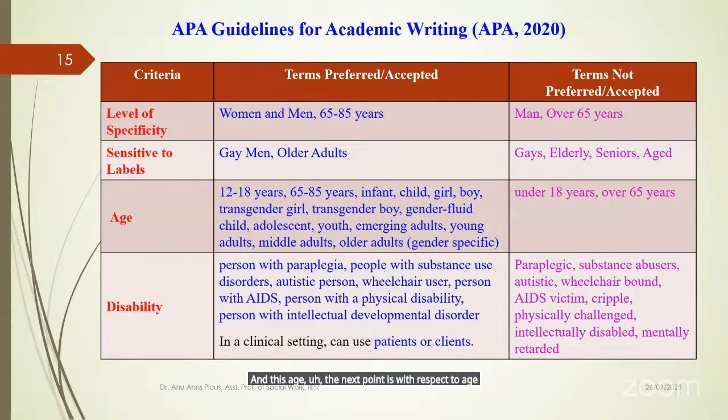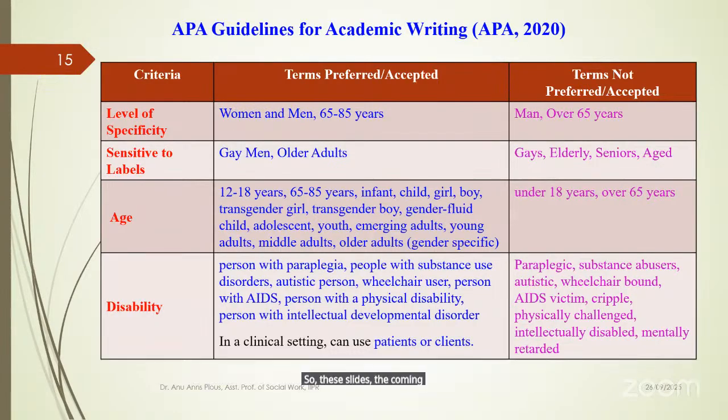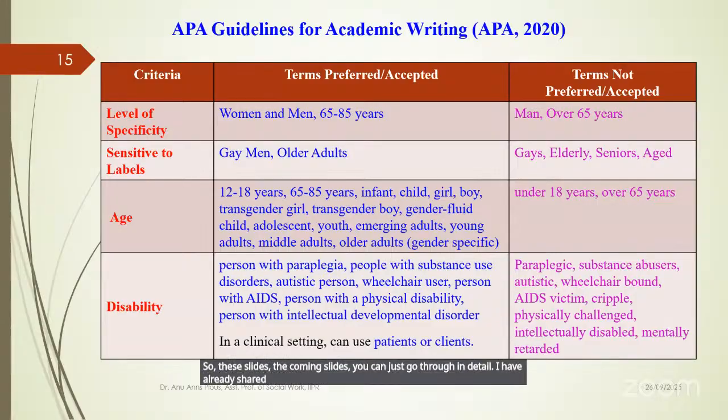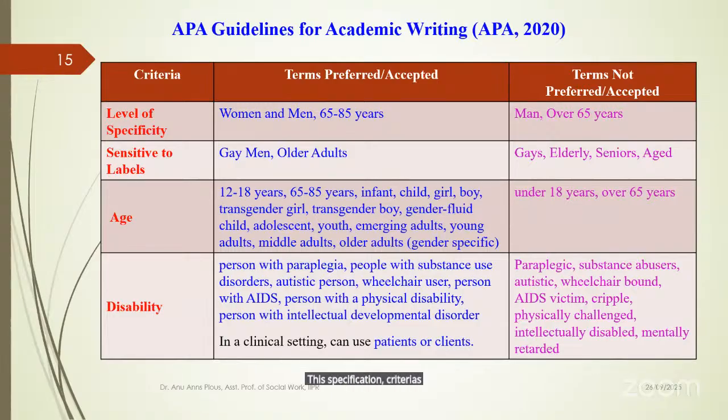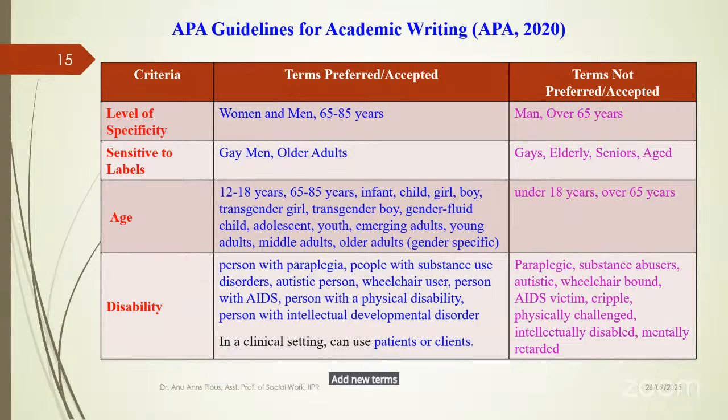I have given a number of words which we can use and the words which we cannot use as per the APA guidelines in 2020. So the coming slides, you can go through in detail. I have already shared the slides with the organizing committee. They will share it with you. You can read and understand that. But one thing you need to keep in mind is that this specification criteria were given in 2020 in the APA guidelines. So over time, there may be a chance to add new terms, change the existing terms, or remove the existing terms also.